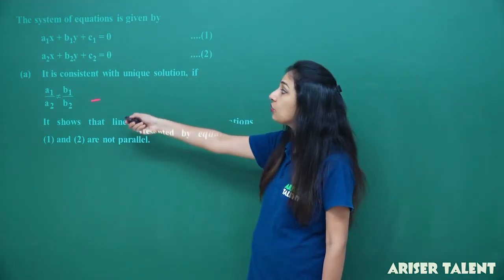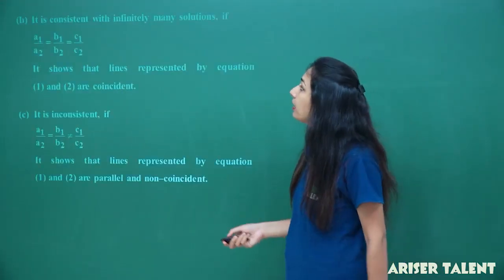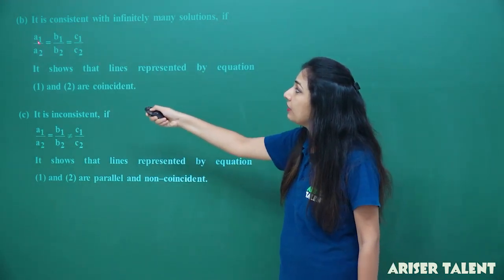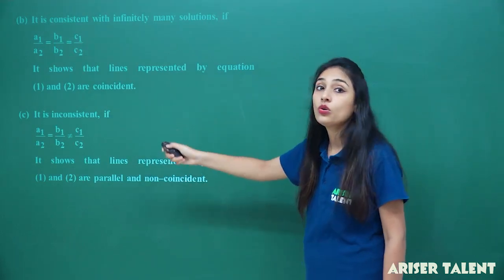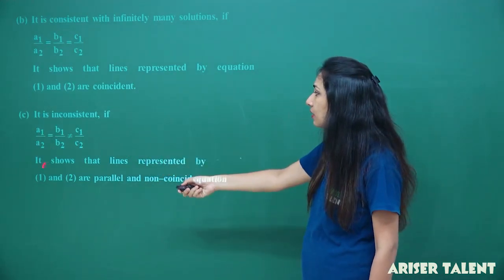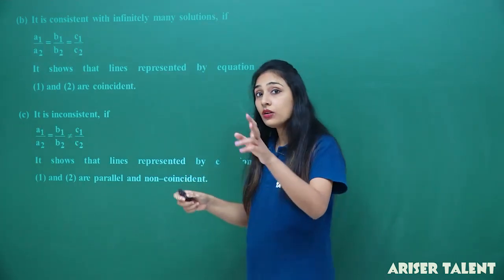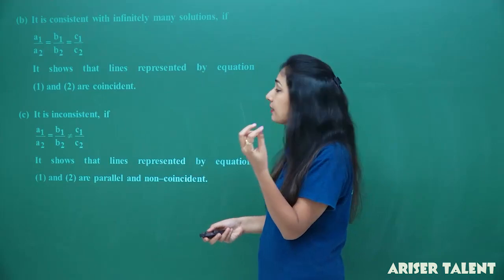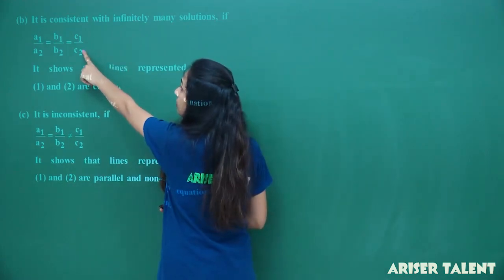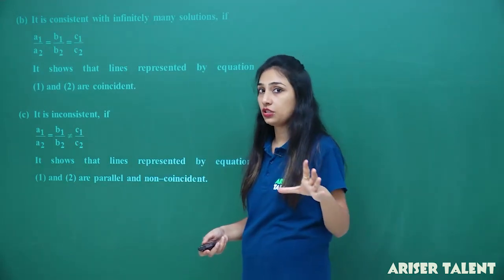We have the consistent and unique solution case, so this is not the condition we want. Second, consistent with infinitely many solutions. What is it? A1 by A2 equals B1 by B2 equals C1 by C2. This is the condition we are looking for. And for inconsistent, A1 by A2 equals B1 by B2 but not equal to C1 by C2. The examiner is asking us for infinitely many solutions, because A1 by A2 equals B1 by B2 equals C1 by C2. This is the condition.